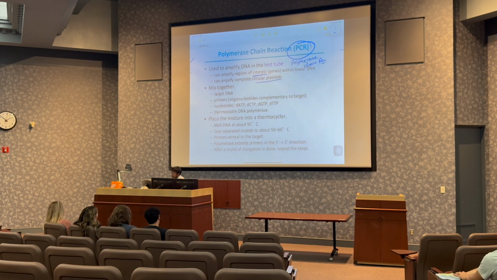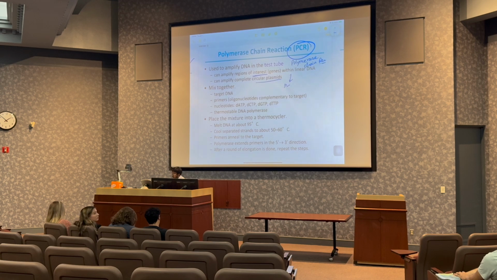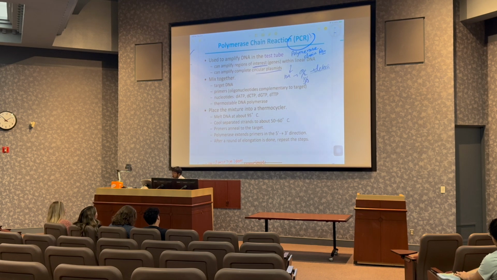So imagine if you want to detect a disease or a viral infection, and you have a piece of DNA or RNA. You can make multiple copies of the same DNA or RNA, and it will be easier for detection. Okay, so what do you need? You need target DNA, you need primers, nucleotides, and DNA polymerases.